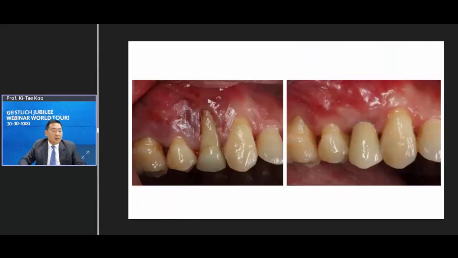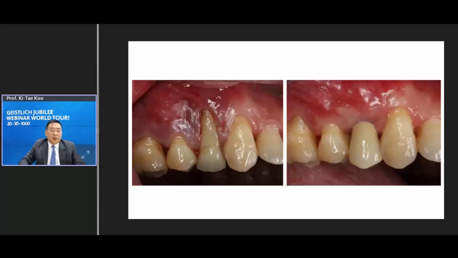And this is the result before and after. So not 100% perfect, but I would say there is quite a remarkable improvement in the aesthetics of the patient, and the patient actually enjoyed it and was very satisfied. So we were satisfied also with the results.